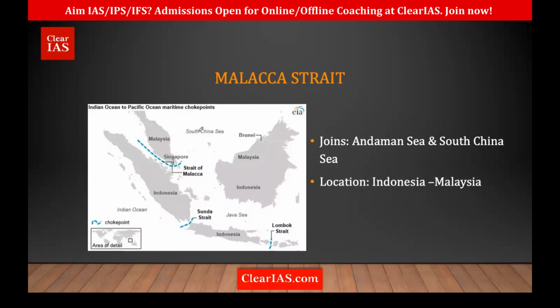Then it is also located between who? Malaysia and Indonesia, and also a small part of Singapore. And this is the significance of the Strait of Malacca. That is one of the reasons why Singapore has become one of the most strategic locations for trade. Clear? So that is the Strait of Malacca.